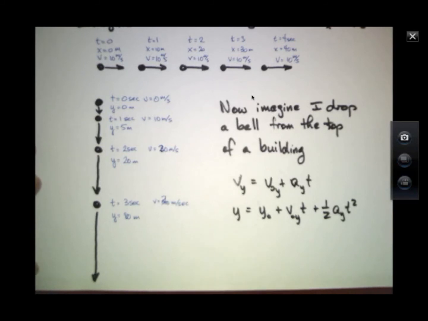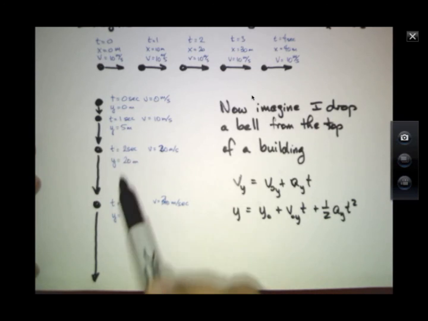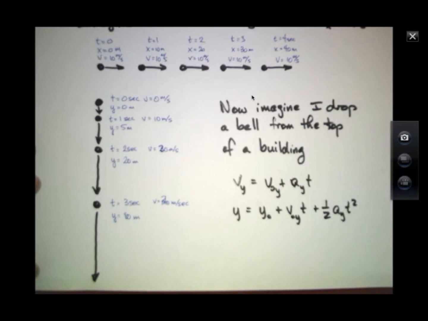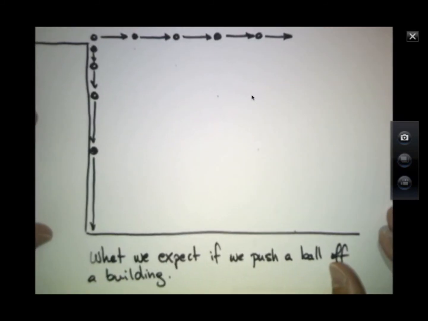And so on. So the position is just advancing along, and it's not advancing uniformly, it's growing quadratically because of this T². Let's imagine I fling a ball off of a building. I throw it straight out ahead of me, like a baseball.